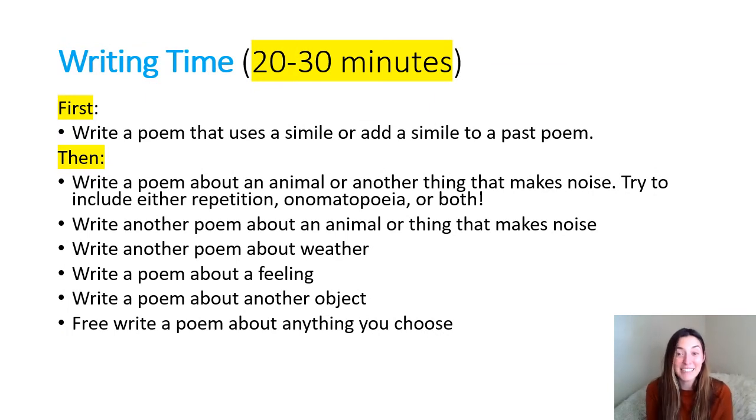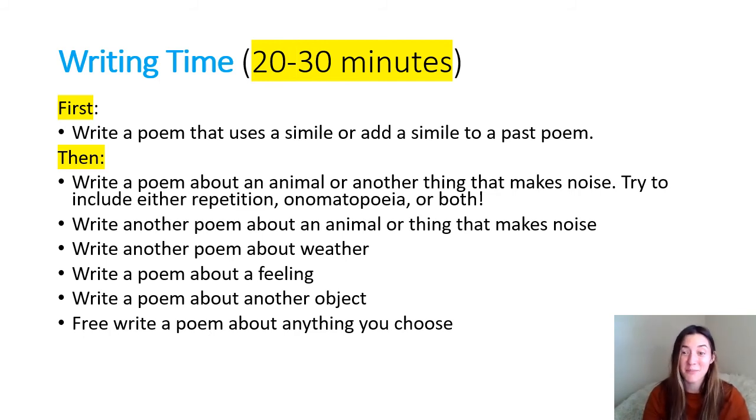So for writing time today, the first thing you're going to do in those 20 to 30 minutes is write a poem that uses a simile, or go back and add a simile to a past poem. Then you have your freedom again. You can write another animal poem or about a thing that makes noise. I noticed that's on the list twice. You can write a poem about the weather, about a feeling. You can do another object poem, or you can free write, free verse, anything you want in poetry, okay?